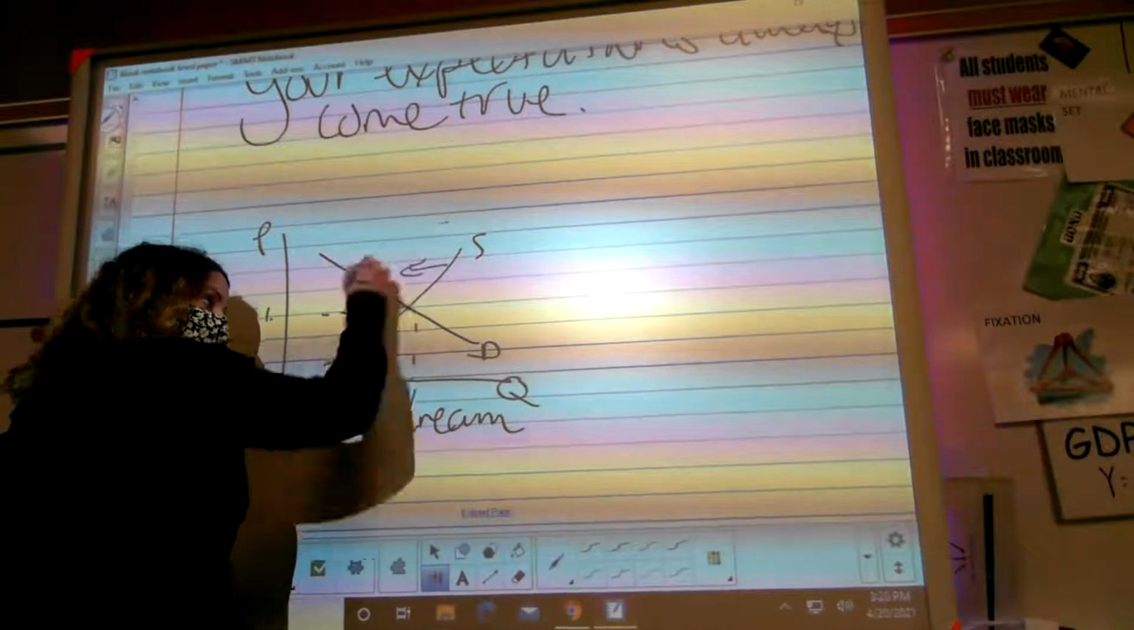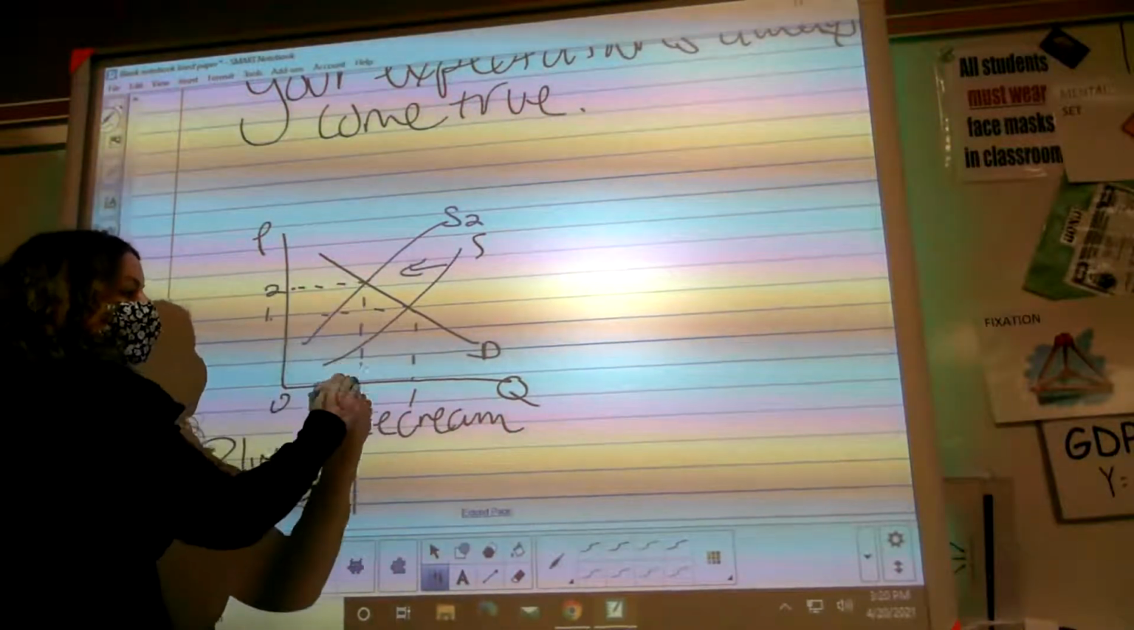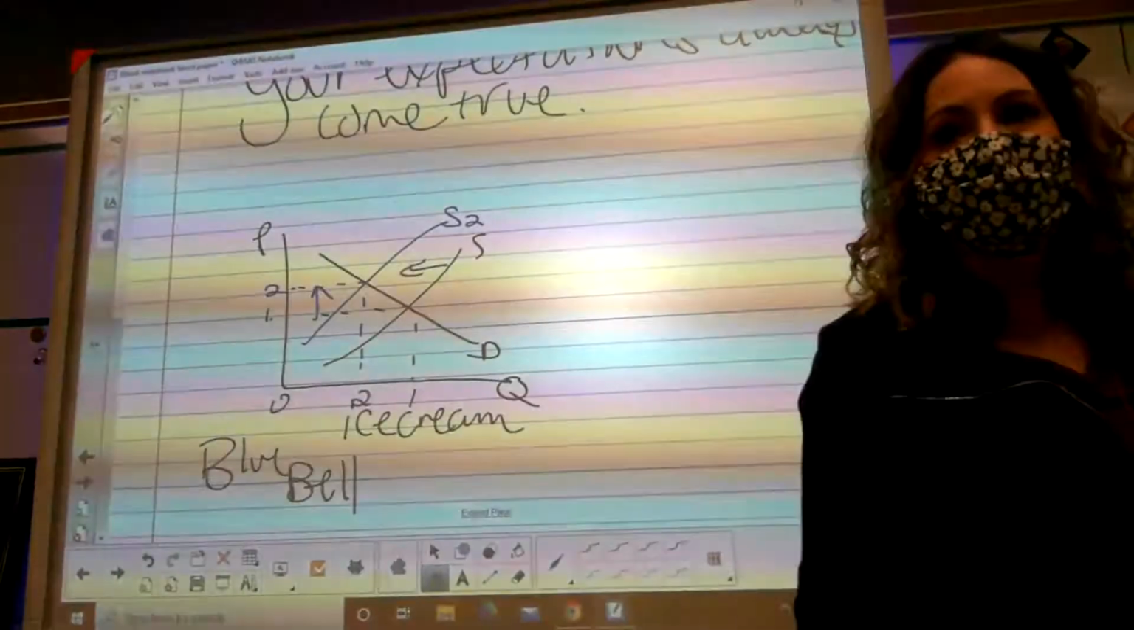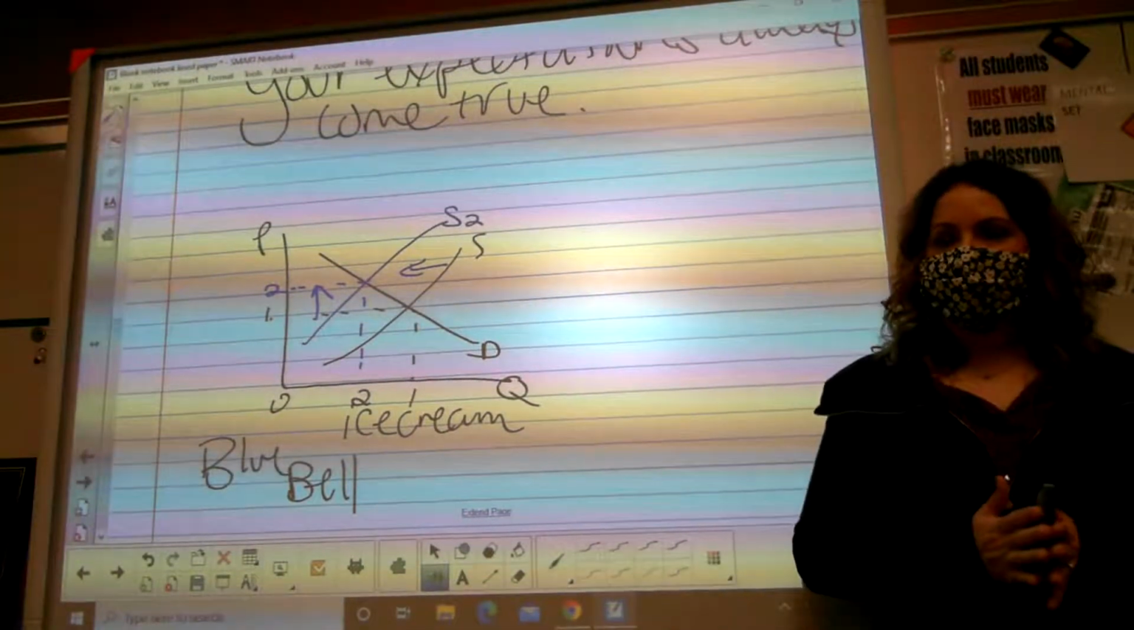Supply less now. What happens to the prices of ice cream? Oh, hey, it goes up. Oh my God. It's because you expected it. Cutting supply now is the thing that raised the price, like creating a shortage.